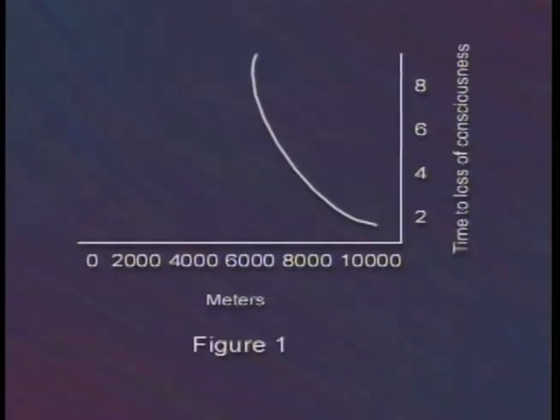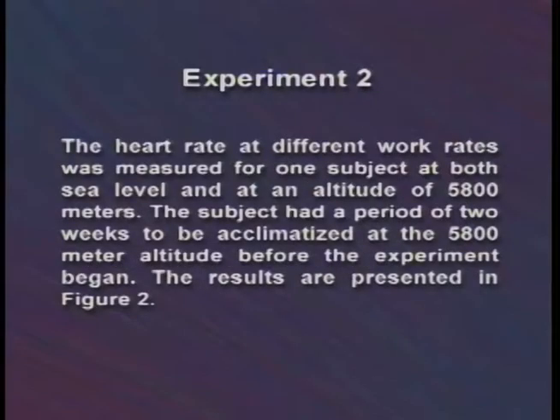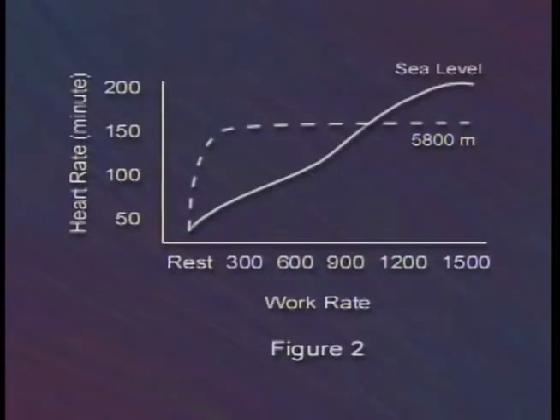Experiment 2. The heart rate at different work rates was measured for one subject at both sea level and at an altitude of 5,800 meters. The subject had a period of 2 weeks to be acclimatized at the 5,800 meter altitude before the experiment began. The results are presented in Figure 2.